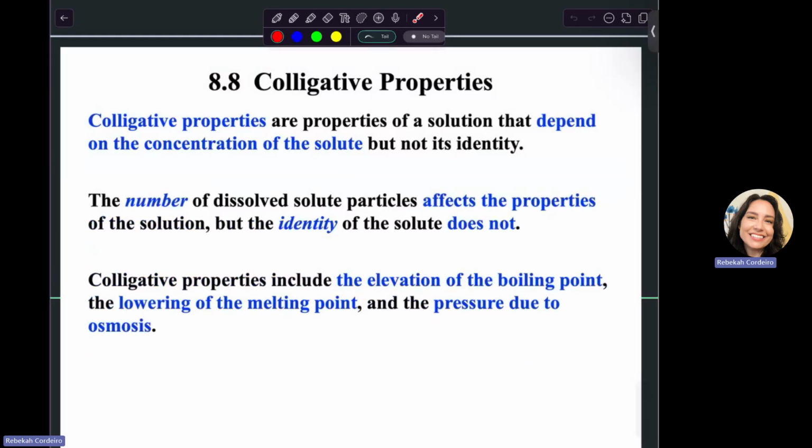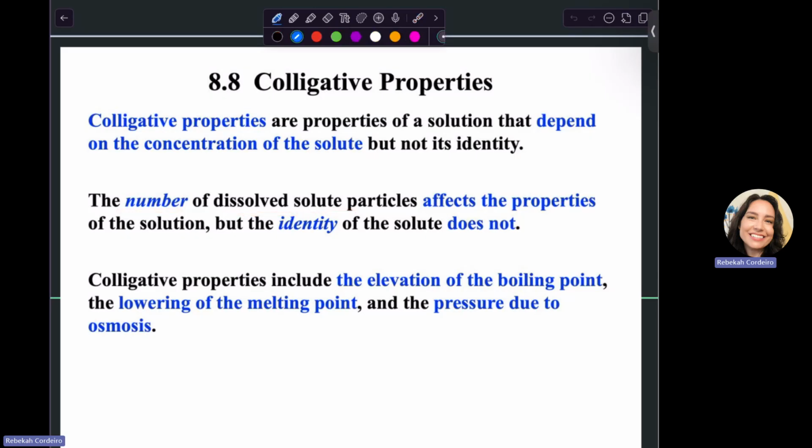So the amount of the solute tells us what's going to happen to the property, but not the identity. Again, you could put in sugar and you could still raise the boiling point. We don't do that, right? But technically, you could do that. So the number of dissolved particles affects the properties.